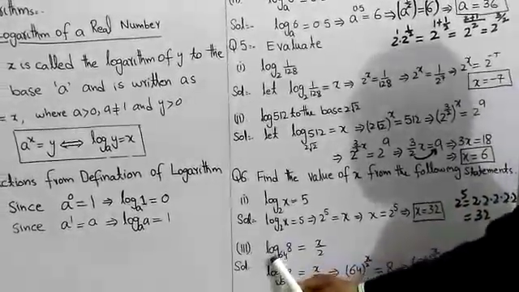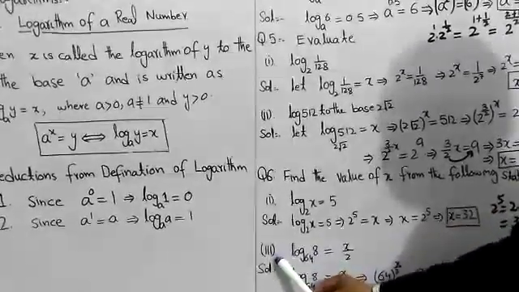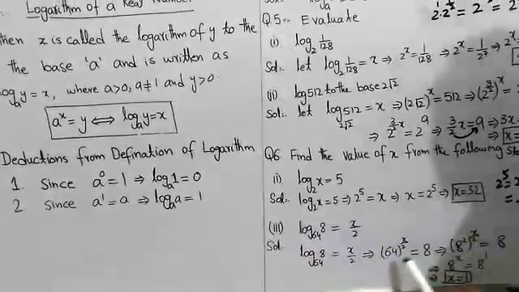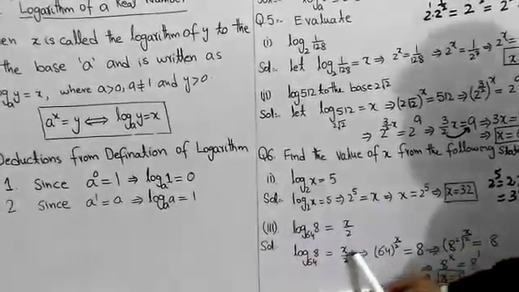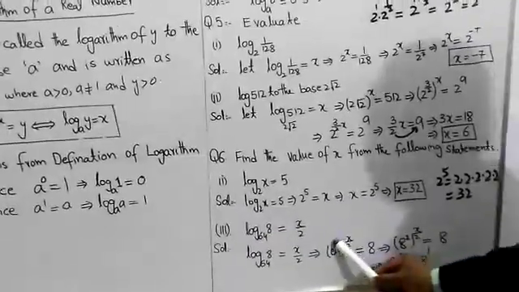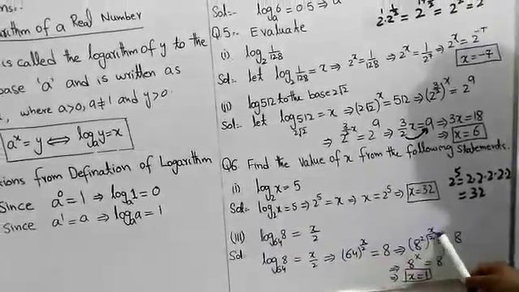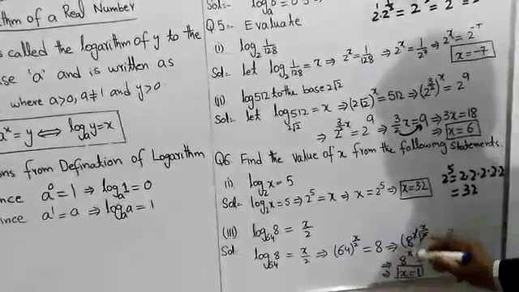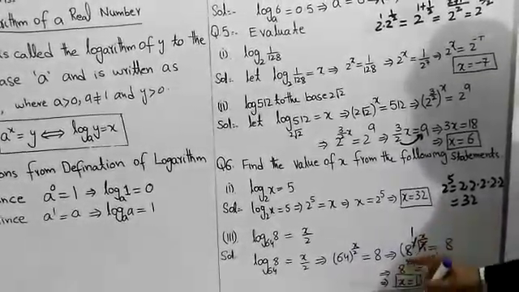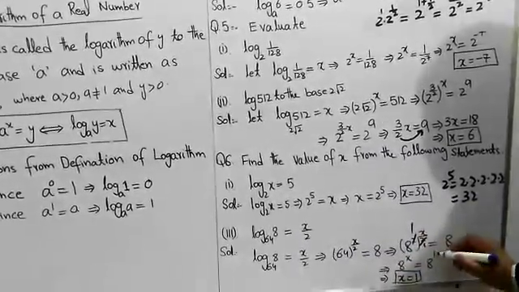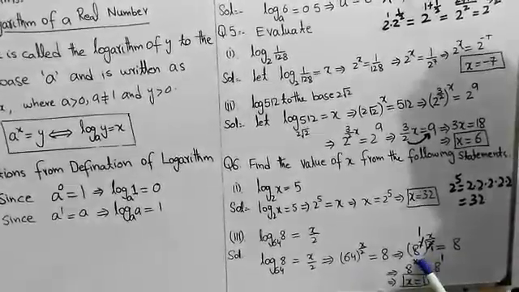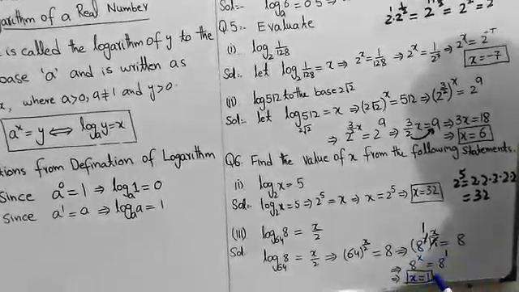Part 3, log of 8 to the base 64 is equal to x by 2. So now using exponential form, 64 to the power x by 2 is equal to 8, and 64 can be written as 8 square. This 2 cancels out with this 2, and we are left with 8 raised to power x is equal to 8. So 8 can be written as 8 raised to power 1. By equating the exponents, x is equal to 1.